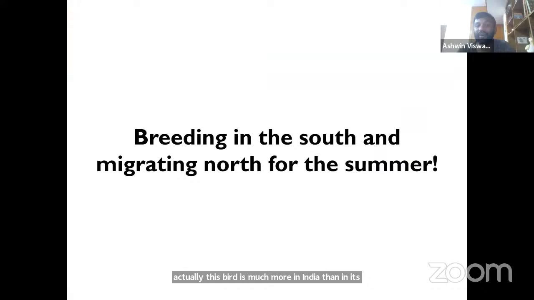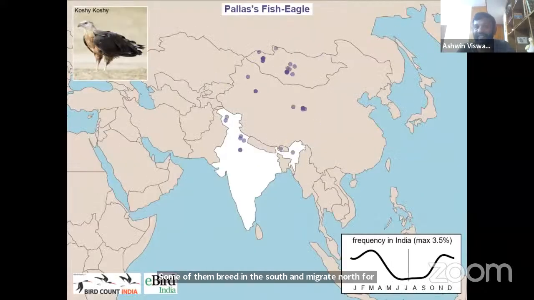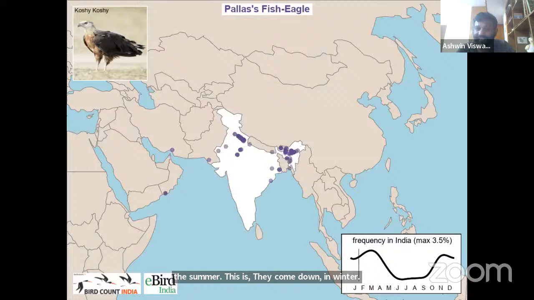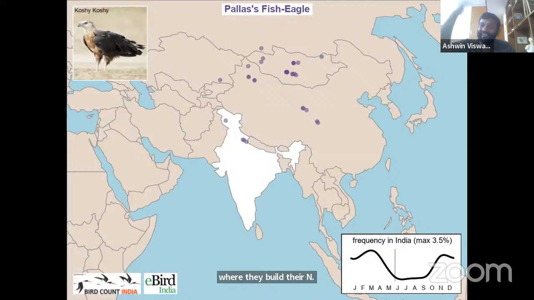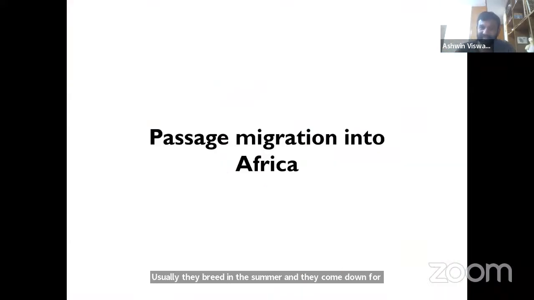Some of them breed in the south and migrate north for the summer. This is Pallas's fish eagle. They come down in winter to Corbett, Kaziranga, all of these places in the Terai, where they build their nests, and then in the summer they go back up north. This is very unique. Not many birds do this. Usually they breed in the summer and they come down for the winter.